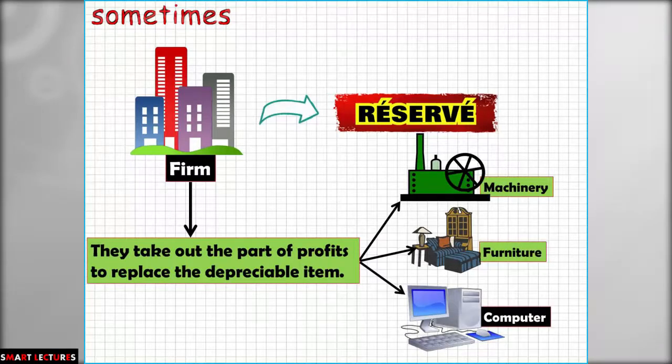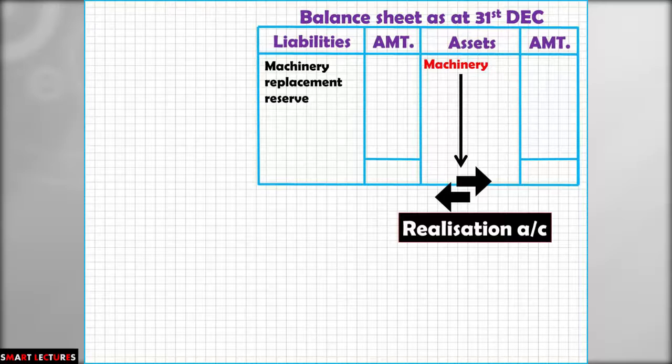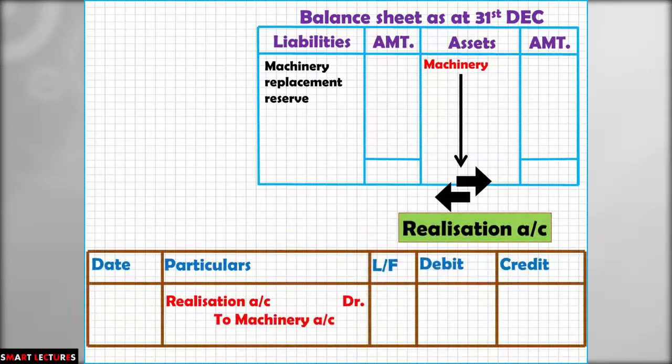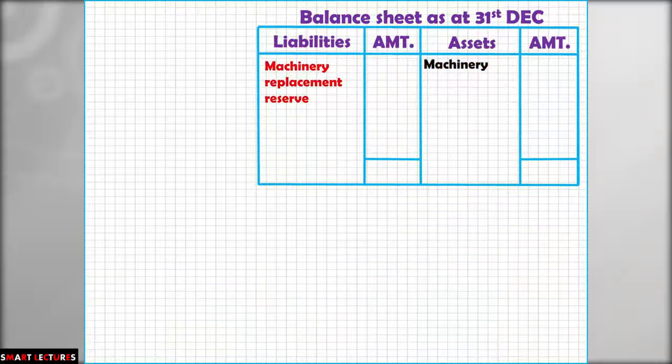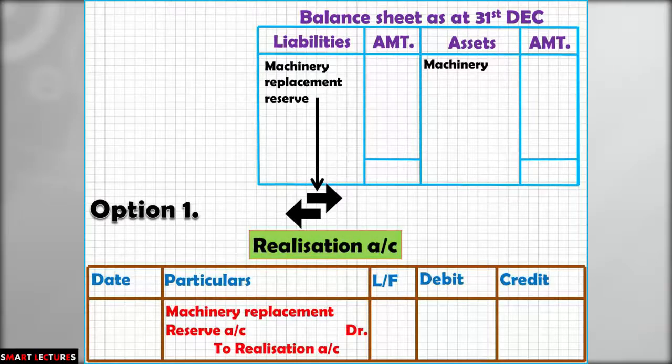It can be created for machinery or furniture or computer, anything. So there is no question about machinery on asset side. It is always transferred to realization account, and the journal entry will be realization account debit to machinery. Very simple. But machinery replacement reserve on liability side, there are two options. Either it can be transferred to realization account like other liabilities, and the journal entry will be machinery replacement reserve account debit to realization account.